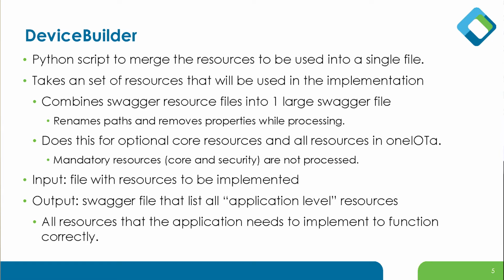So the device builder is the tool that just makes sure that there is one big Swagger file and that is then being used. It has additional features, so you have to define which resources there are, and it also has options to remove properties that you don't want in your implementation and rename paths that are by default already in the Swagger file to match what you want in your application. And to make this happen, there is just a very simple JSON input file that describes that.